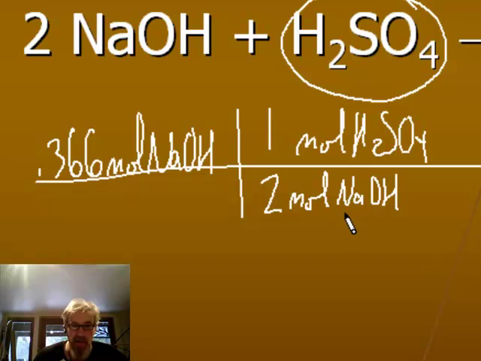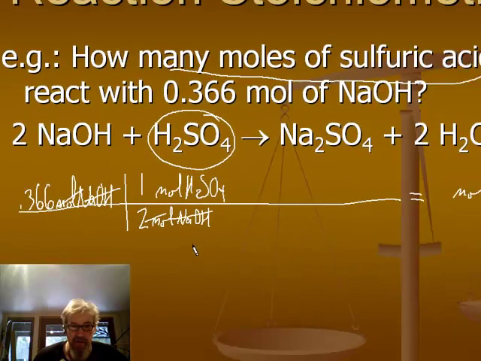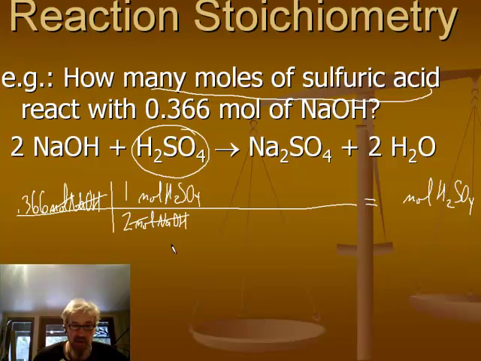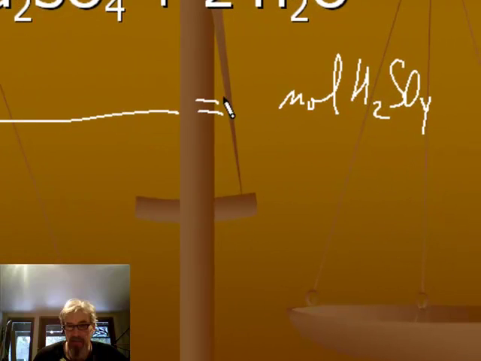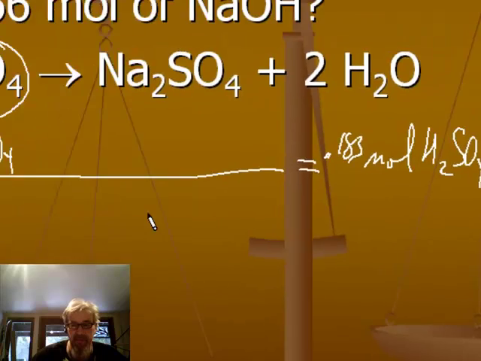So I'm just multiplying by 1. Moles cancel out. NaOH cancels out. The units I have left are the units that I want in my answer, which is just moles of H2SO4. So now the only thing that's left to do is the calculation. 0.366 times 1 divided by 2. That comes out to 0.183 moles of H2SO4.